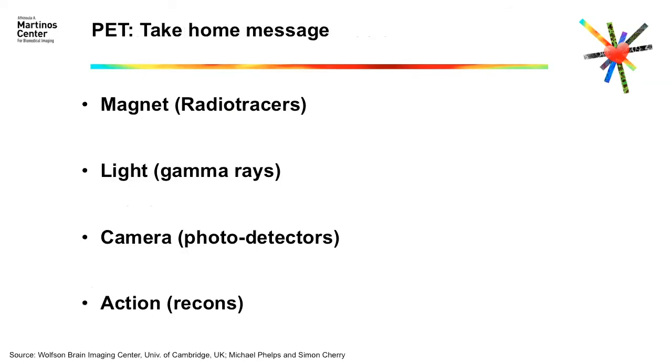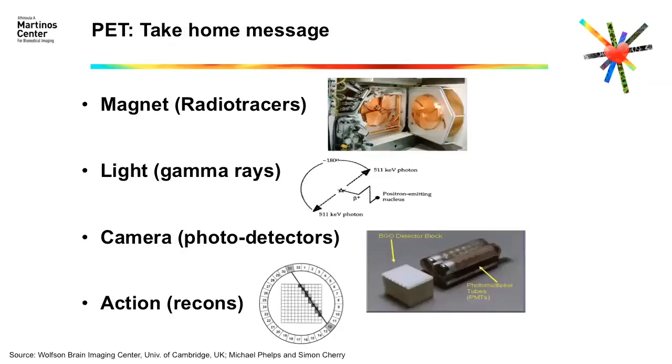But if all goes well, eventually we should have a nice PET image. And this is basically my take-home message for today: how PET works, and all the components that need to happen together to obtain a good image. We need to have a huge magnet, the cyclotron, that produces these radiotracers.